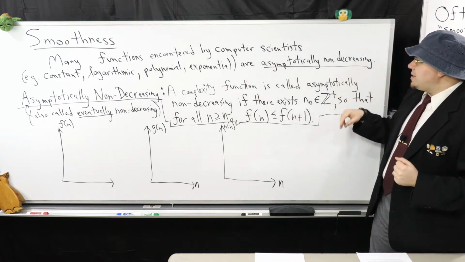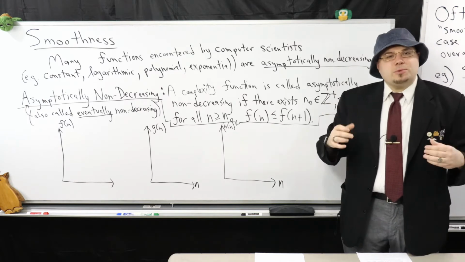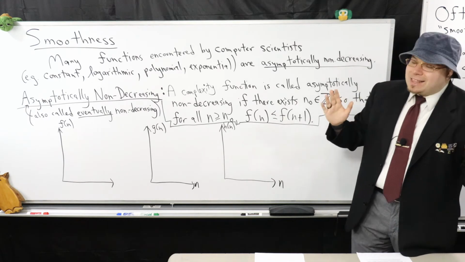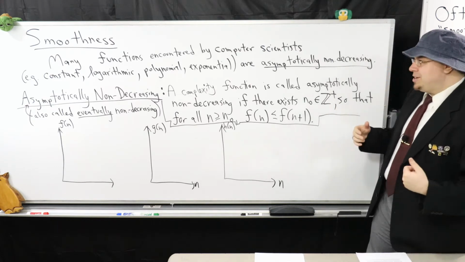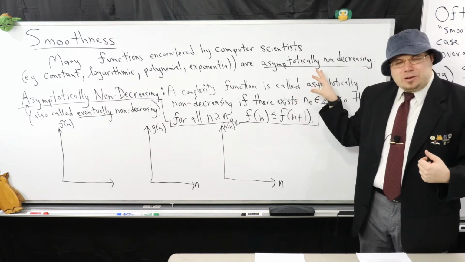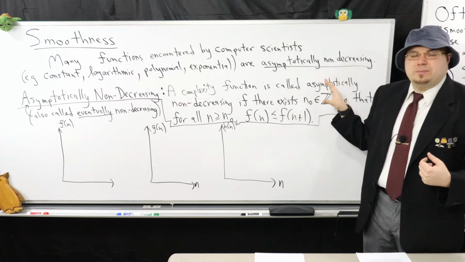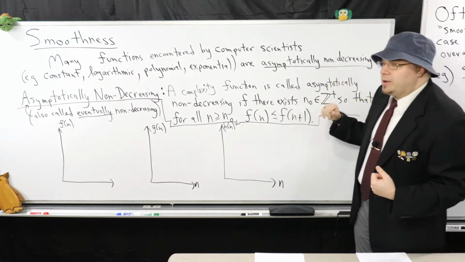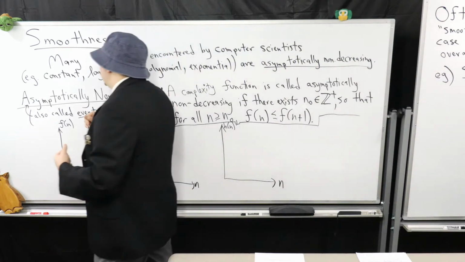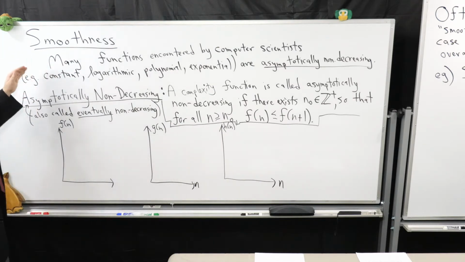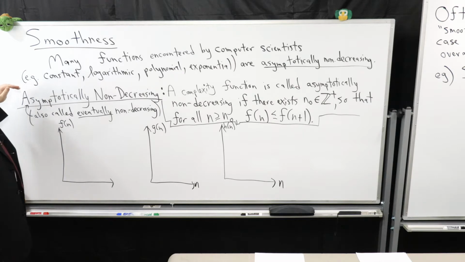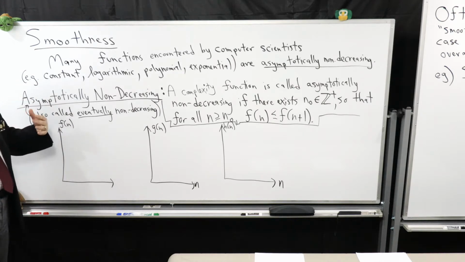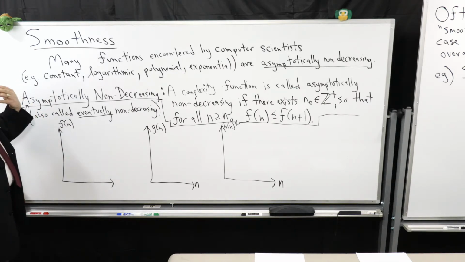An asymptotically non-decreasing function, sometimes people call this eventually non-decreasing. I like that name too because it's very intuitive once you see the definition. You're going to see that it'll feel of a very similar flavor to the big O definition that we've been working with for a while now. Just to be upfront about this, many of the complexity functions that people study in computer science tend to be asymptotically non-decreasing.